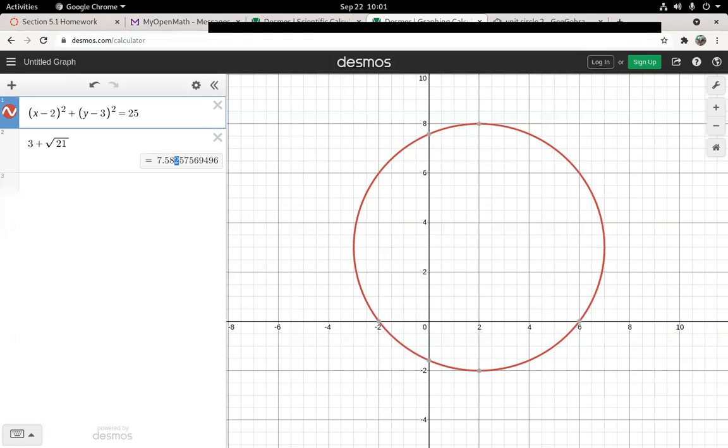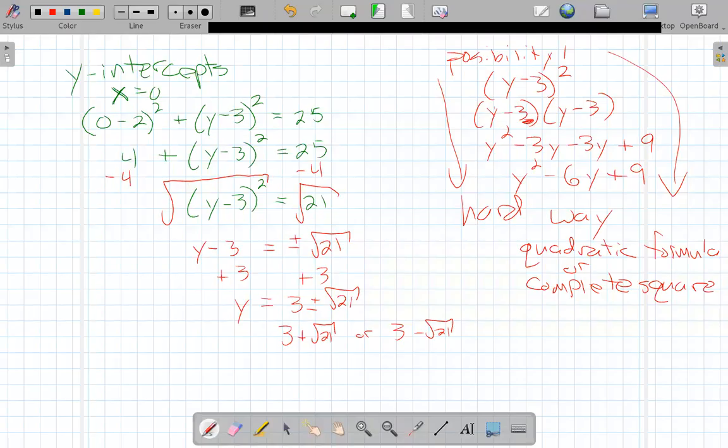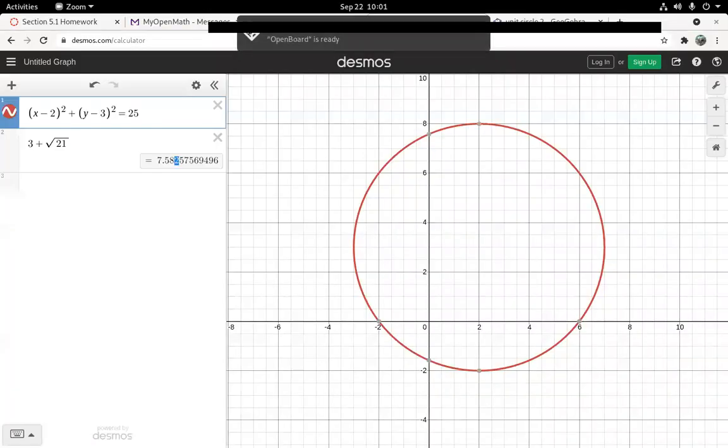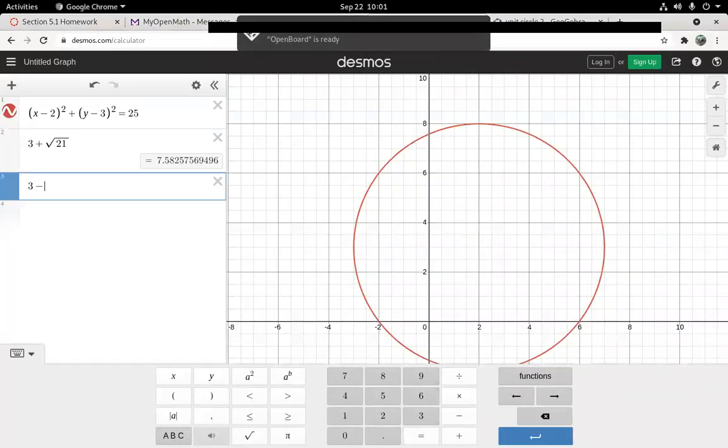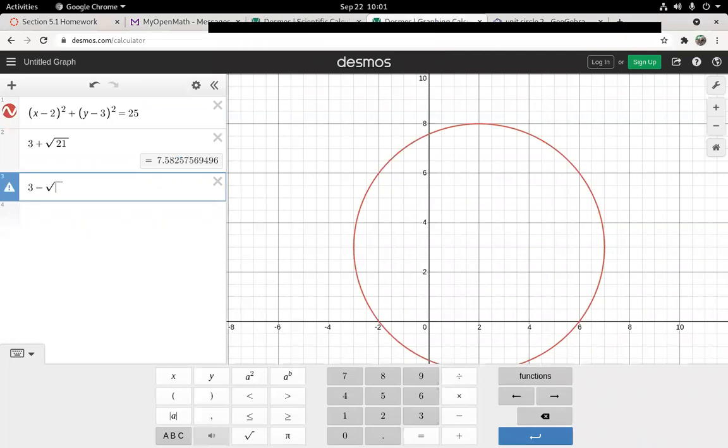All right, so we found the exact answer. So just a note back in my notebook. These answers right here are exact, and sometimes you'll be asked for exact answers for your homework. But I could approximate them by plugging this into my calculator. That this one right here was about 7.583. And then the other one, calculator, would be 3 minus the square root of 21.